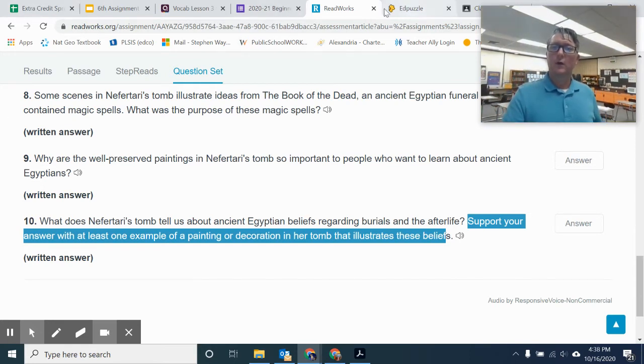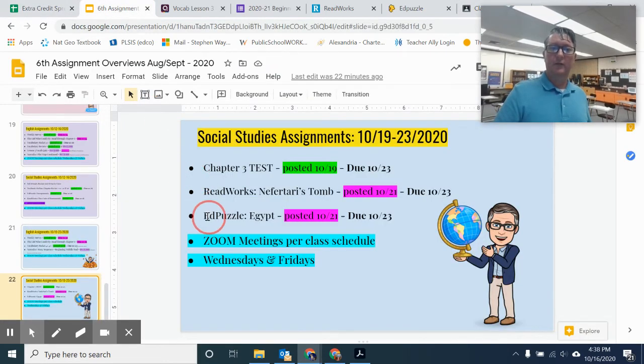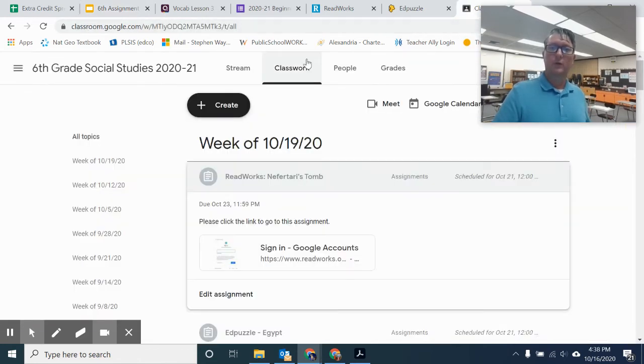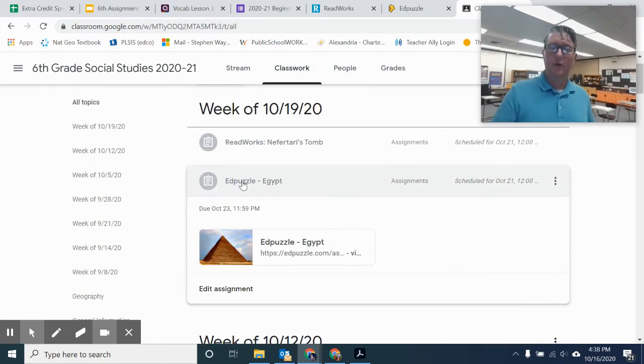Next, we will go back to Google Classroom. So I have Nefertari's tomb. The next thing on my assignment is Edpuzzle Egypt. So I'm going to go to Google Classroom, to my classwork tab, and Edpuzzle Egypt. Edpuzzle, again, has a video that has questions related to it. This one is talking about the pyramids in Egypt, and kind of what the pyramids look like now. There's a guy, kind of like a YouTuber, who has his camera all over the place. But he has that for you.